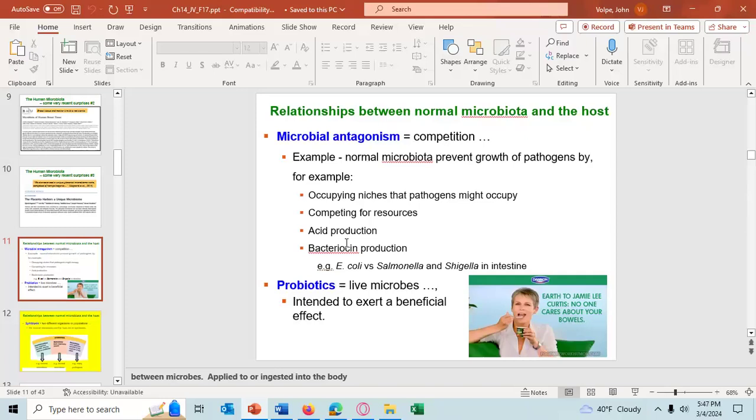So probiotics is intended to exert a beneficial effect. And they're actually kind of common now. You can find probiotics in most grocery stores. Any question about any of that?